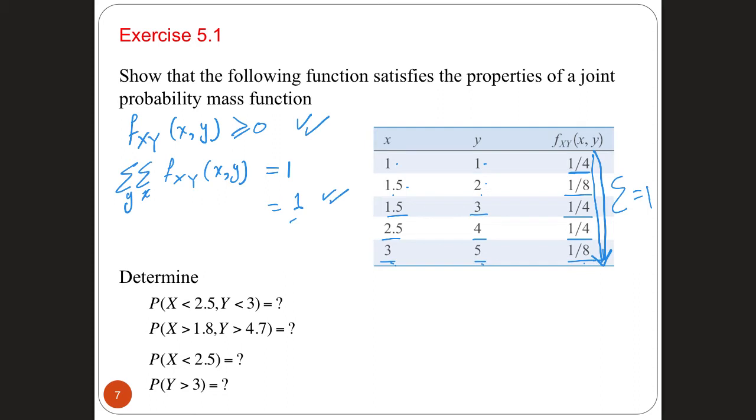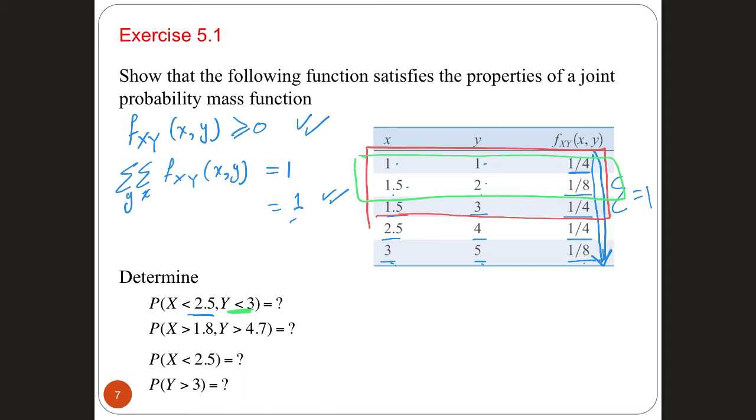Okay. Second part asks you for some probability. So what's the probability that x is less than 2.5? We have done this example before. I'm going to do a couple of these and then move on. So what's the probability that x is less than 2.5? So x is less than 2.5 means that we are dealing with this range, right? And then the other one says y is less than 3. So y is less than 3 means we are dealing only with this range, right?